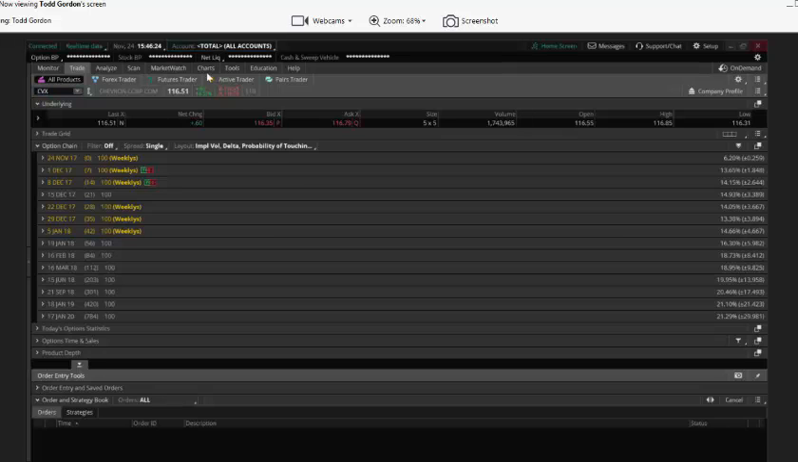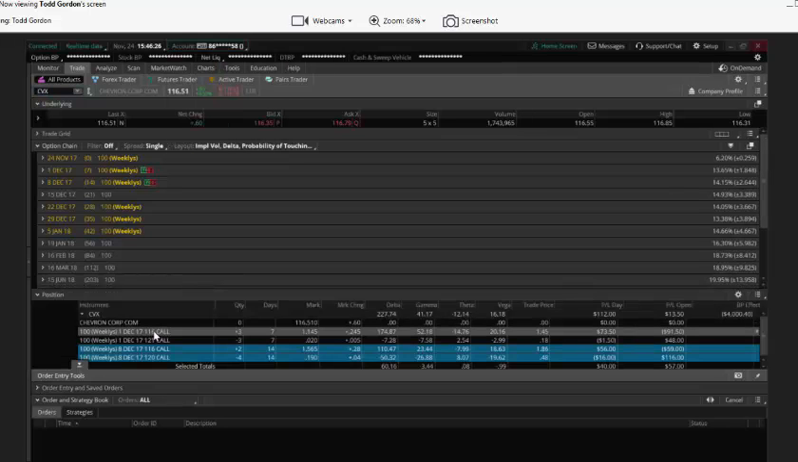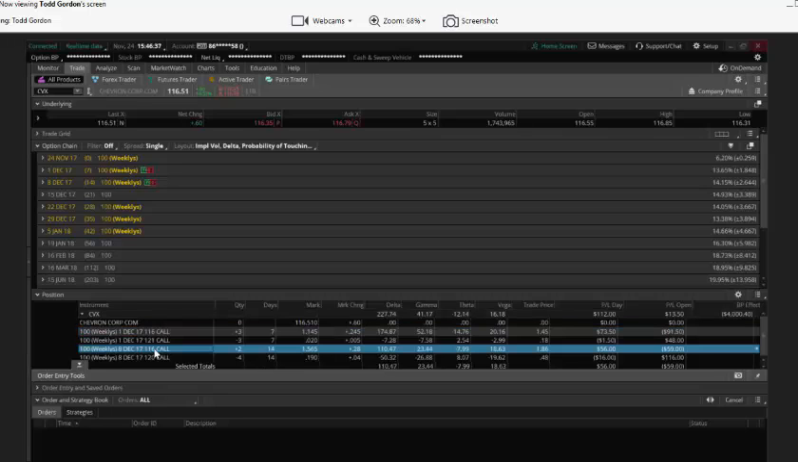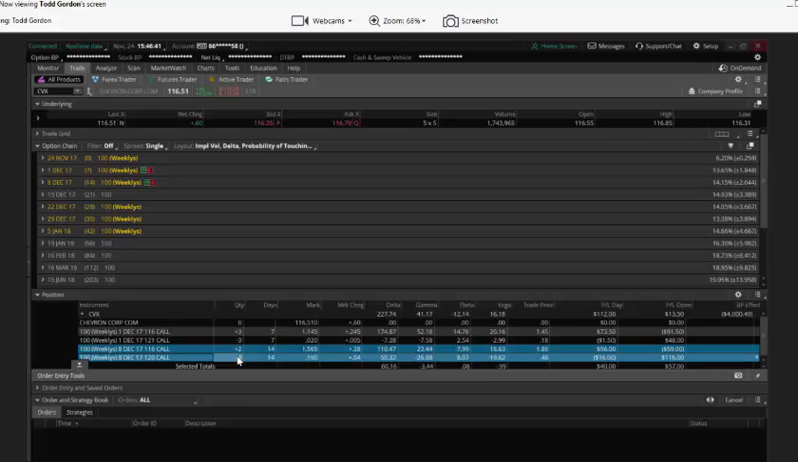Okay, let's go to this account. So in CVX, I bought the 116, 121 call spread. Right now I'm up $13 on that trade. Down here, I bought a 116, 120. I bought 2 of the 116, sold 4 of the 120s.